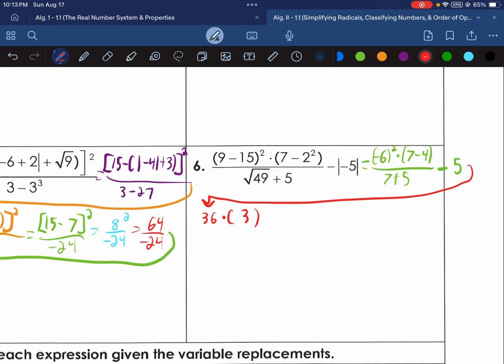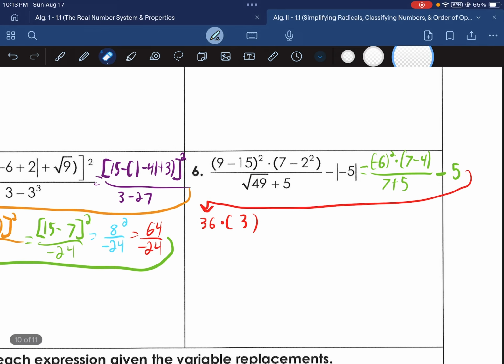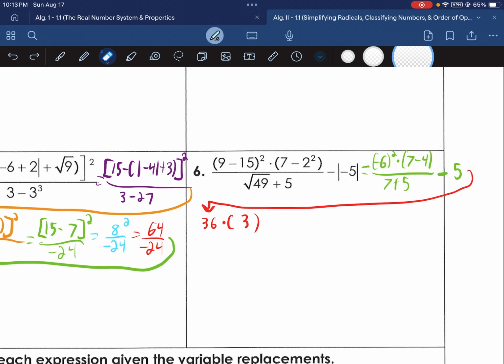Now, I actually don't really need those parentheses there, so I could erase them at this point. I already have them, so I'm not going to bother to take the time to erase them. The reason I know I don't need them is that 36 times 3 is the same whether or not I have the parentheses there. There's no other operation inside the parentheses. 7 plus 5 is 12.